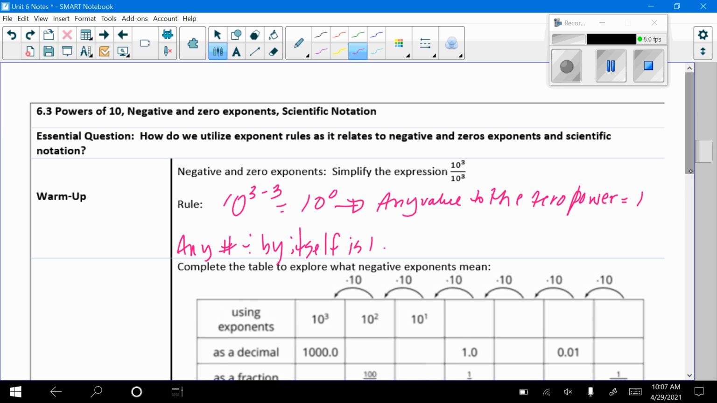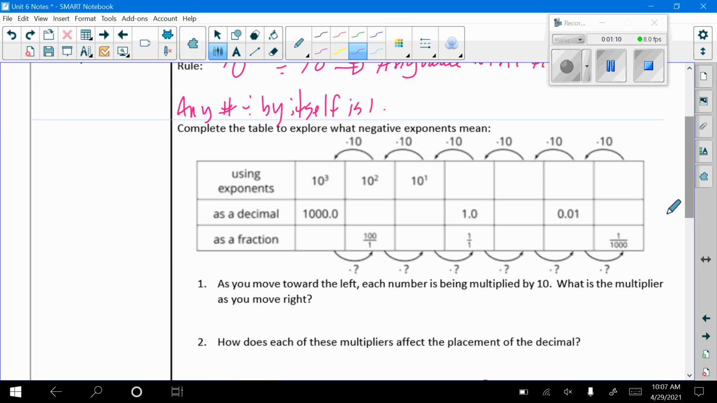That's a rule. Now, the next piece we're going to go through is completing this table so you can kind of show why. As I move left, each number is multiplied by 10. So I'm basically multiplying by 10, by 10, by 10. And notice my powers are changing. 10 to the first, I'm going to start here. 10 to the first power is 10. 10 to the second power is 100, right? Because I'm multiplying by 10.